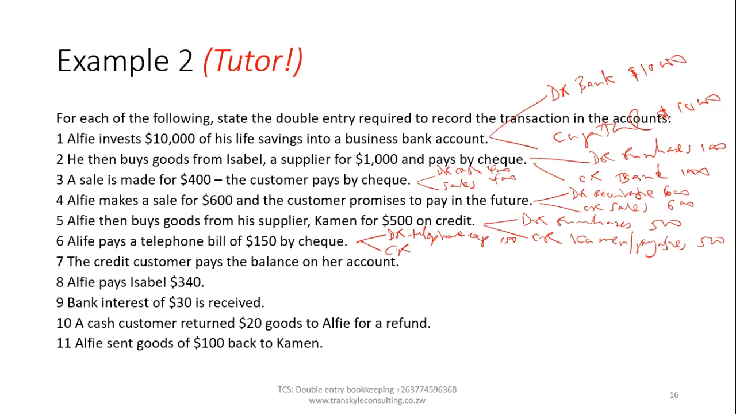Credits. Why are we crediting? Bank, because that's where the money is coming from. Then the credit customer pays the balance on an account. The credit customer, who is this credit customer? Alfie makes a sale of 600. Okay, the 600 customer here. Alright, so the customer this time has decided to honor her account. So what happens now?